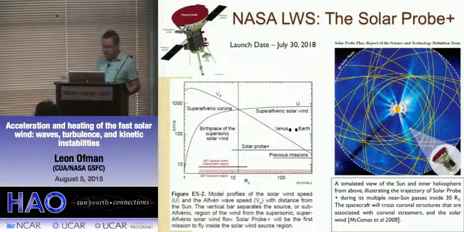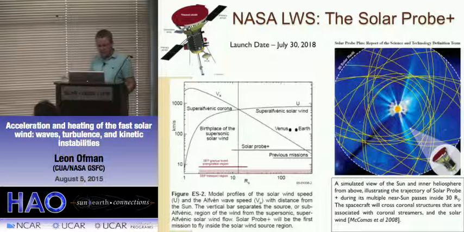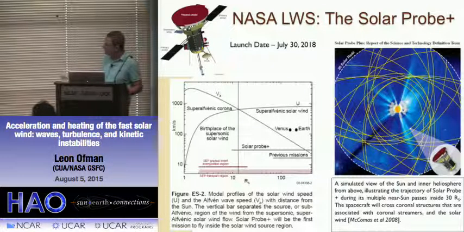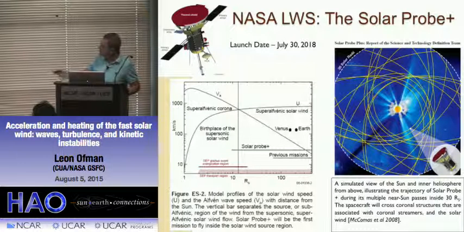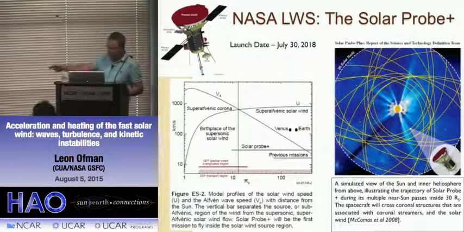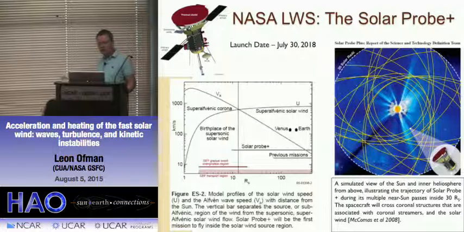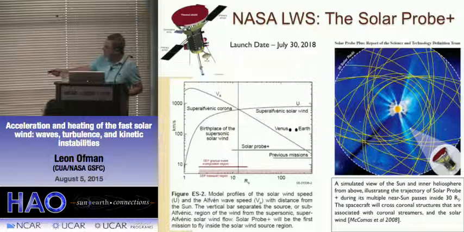Of course, we have missions that are aimed at studying the sources or the acceleration of the solar wind. And we see the Solar Probe Plus mission, with an upcoming launch date of end of July 2018. What you can see here on the left is a schematic representation of the solar wind as a function of the heliocentric distance. And this is the Alfvén speed. When the solar wind speed is equal to the Alfvén speed, this is the Alfvénic point, and this occurs maybe at 10 to 20 solar radii.